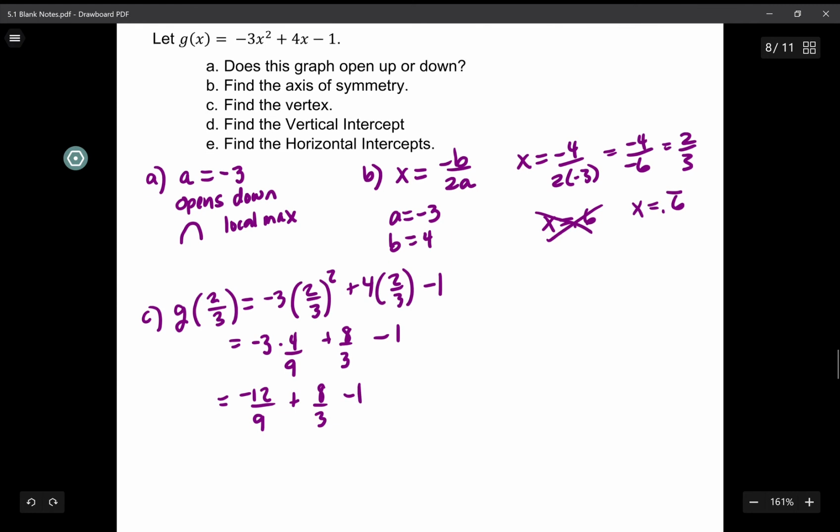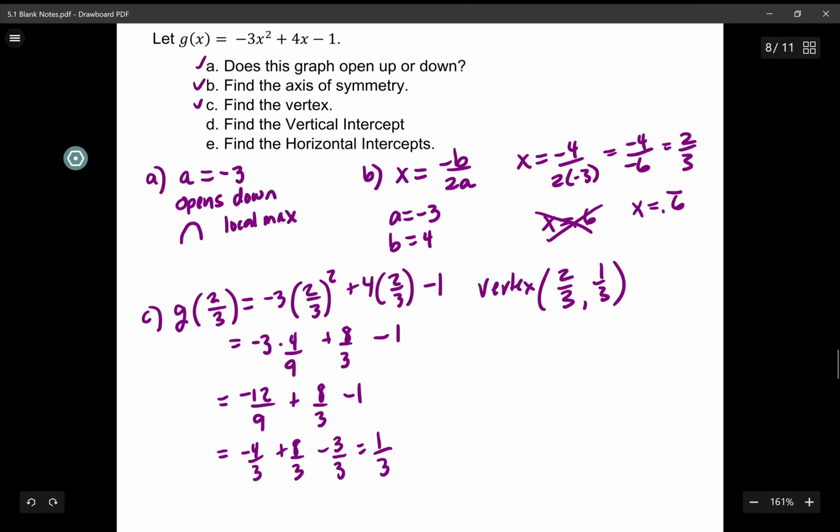If you guys are doing this on a calculator, that's fine. I'm just doing this the slow way. So this reduces actually. 3 goes into both of those. That's -4/3 plus 8/3 minus 3/3 if I want to get a common denominator there. So how many thirds is that going to be? -4 plus 8 is 4. 4 minus 3 is 1, 1/3. So my vertex is at 2/3, 1/3. All right, check, check, check.